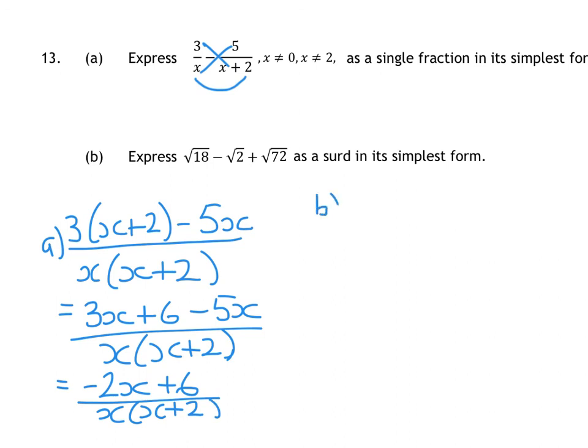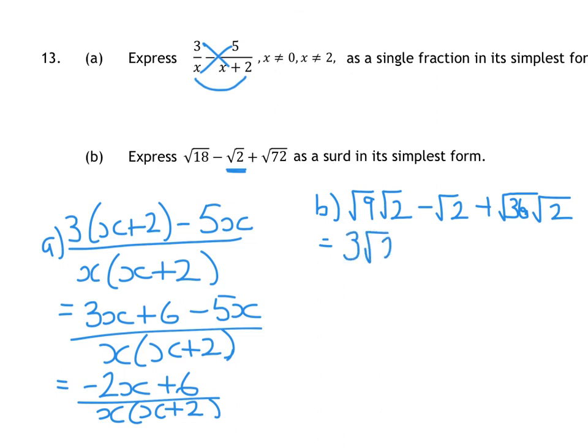Part B is surds in simplest form. Here is our clue. The fact that there's already a root 2 in there means I think 2 goes into all the other numbers. So 2 into 18 is 9. So we've got root 9 times root 2, take away root 2, plus 2 into 72 is 36, which is your square number. Temptation is to use 8 and 9, but that's not going to allow you to tidy them all up. So 2 goes into all of them. Square root of 9 is 3, so we end up with 3 root 2.